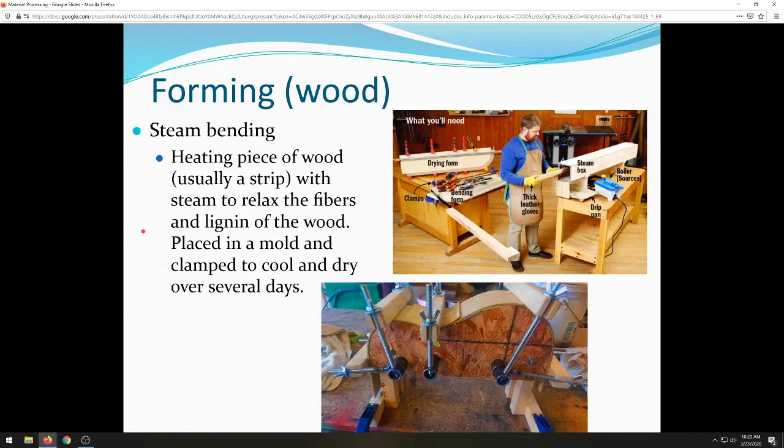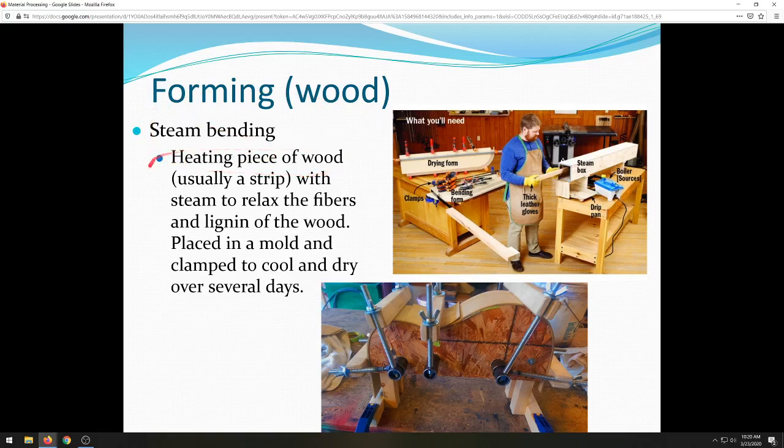All right, so wood forming. This is not a very common process, but I definitely wanted to touch on it real quick. It's done essentially to bend wood, and a lot of people will say, well, you can't bend wood, but you can, but it has to be done in a very specialized way. So that's called steam bending.